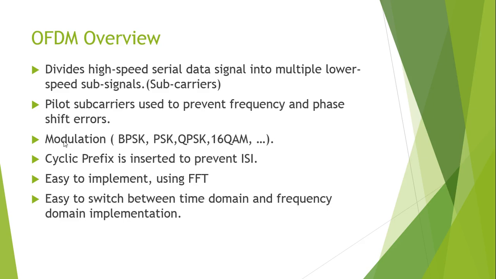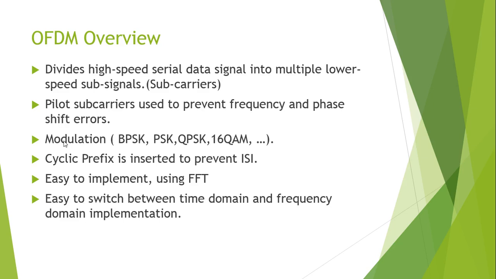The modulation can be done through binary phase shift keying, quadrature phase shift keying, quadrature amplitude modulation, etc. And then a cyclic prefix is inserted. Zeros are appended, and these are the extra bits inserted to prevent intersymbol interference. It is also very easy to implement because of the fast Fourier transforms which are readily available in MATLAB, and it is easier to switch between the time domain and the frequency domain implementation, because one is the inverse of the other, and since we can do the fast Fourier transform, the inverse fast Fourier transform is just as easy, so it is very easy to implement.